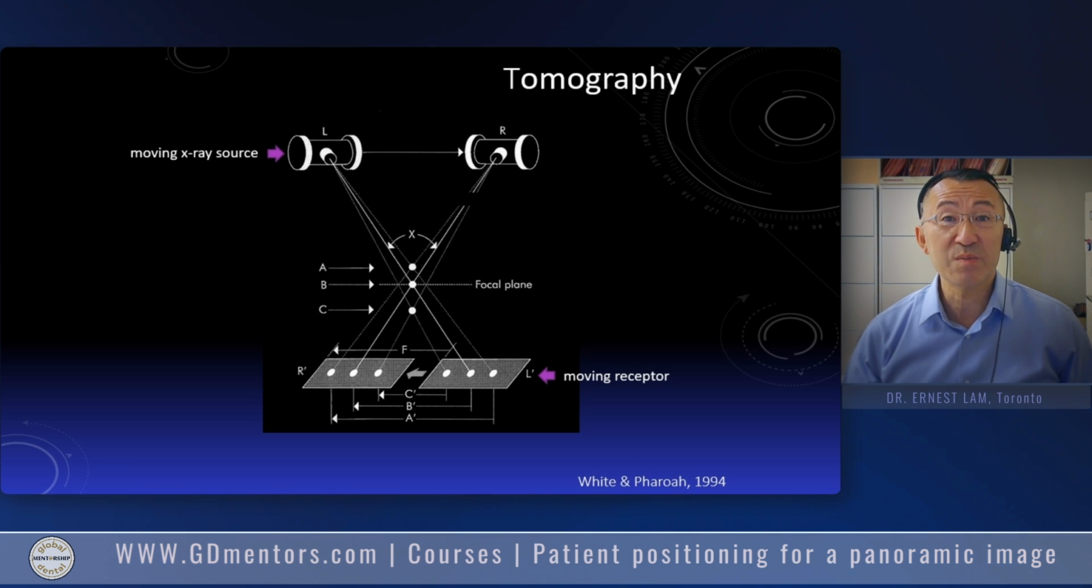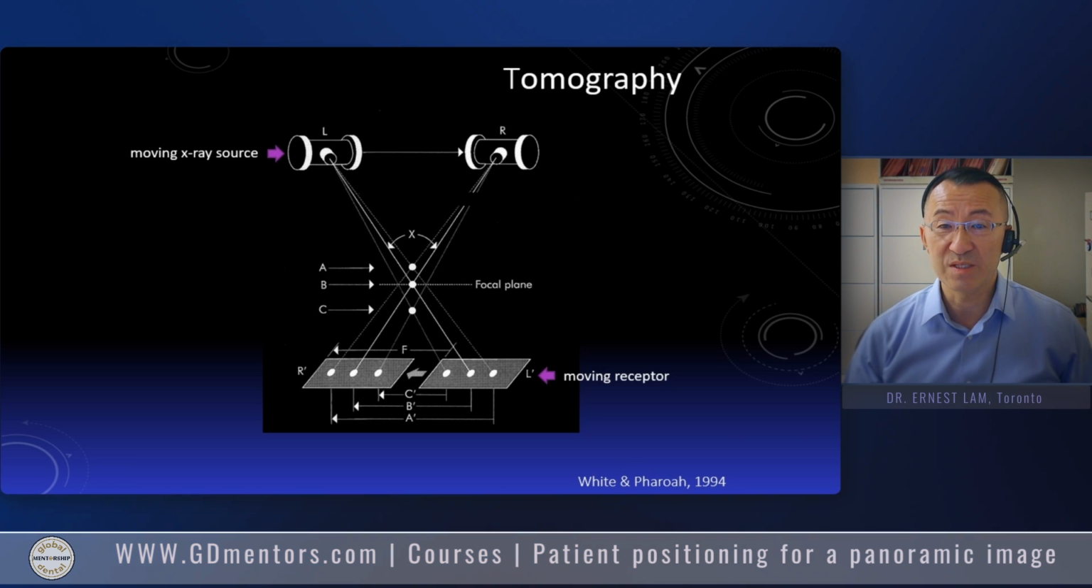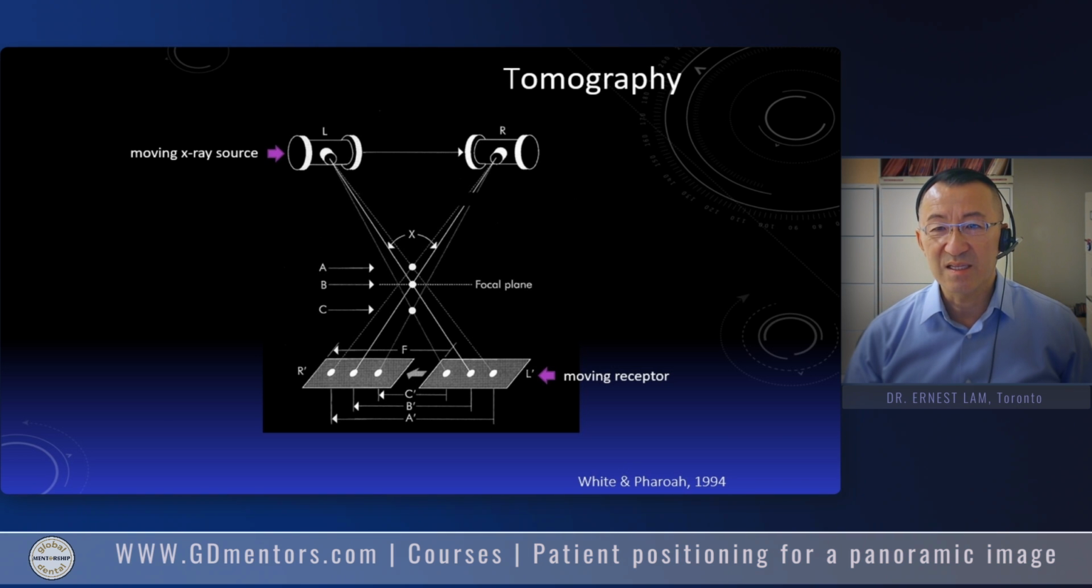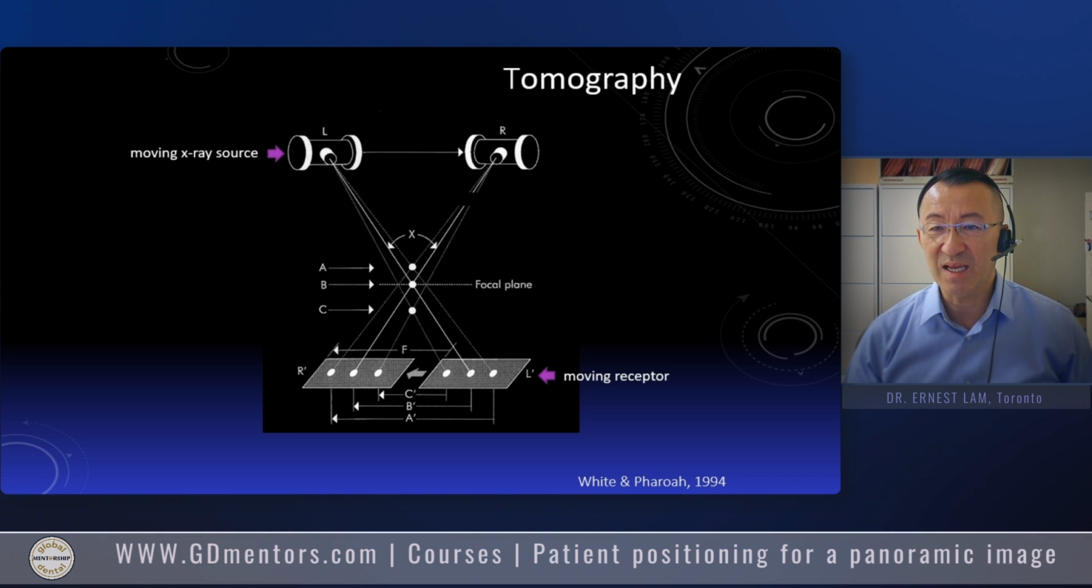The tomographic principle is a fairly straightforward principle to understand. It involves a moving X-ray source, which you can see at the top of the screen, and a moving receptor. And nowadays, the receptor is a digital sensor. During the acquisition, the X-ray source moves from the L to the R at the top of the screen, and synchronously, the receptor moves from the L prime position to the R prime position.